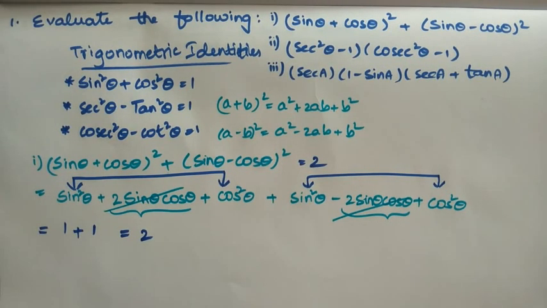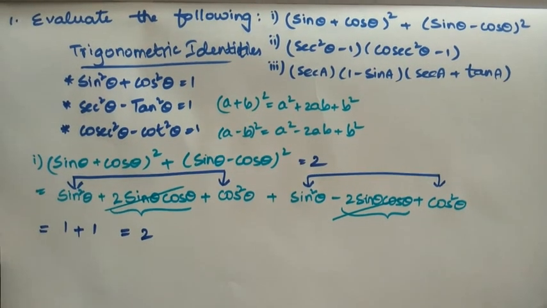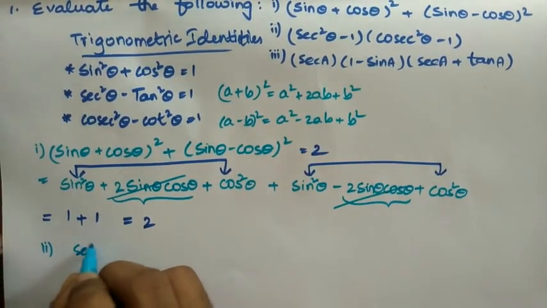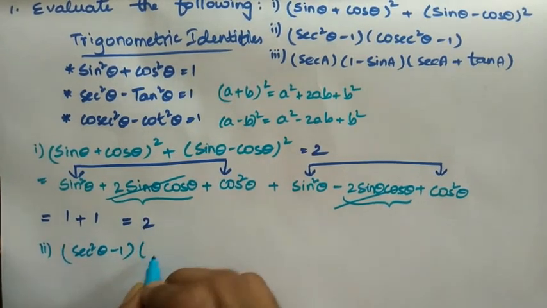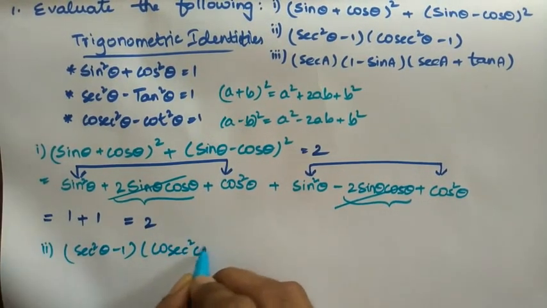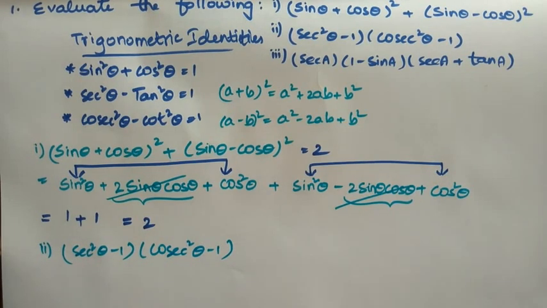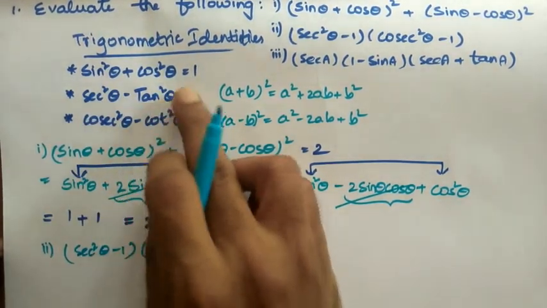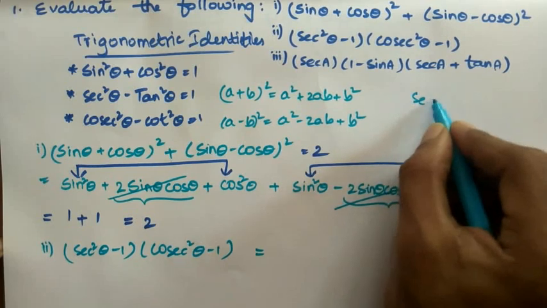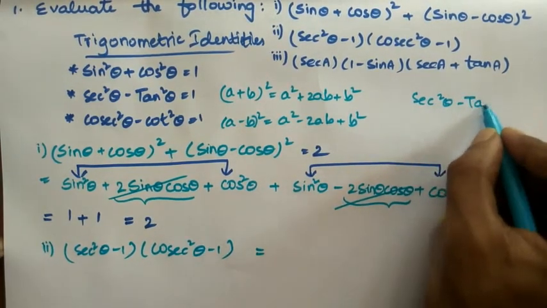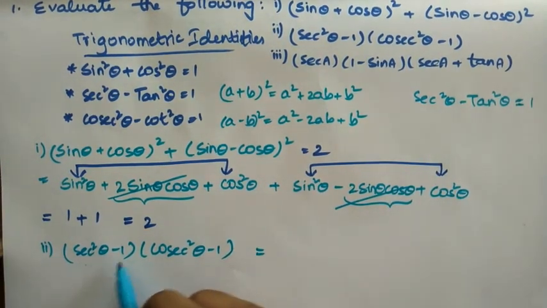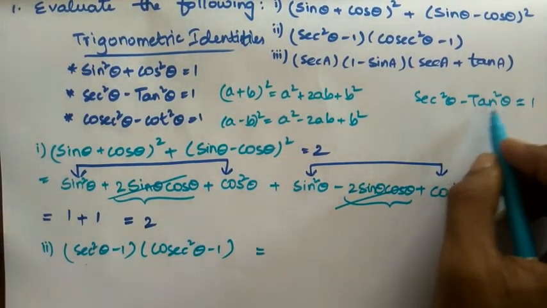Similarly, let us solve the second one. It is given: secant square theta minus 1 into cosecant square theta minus 1. From the identity secant square theta minus tan square theta equal to 1, we need secant square theta minus 1, but we have secant square theta minus tan square theta.